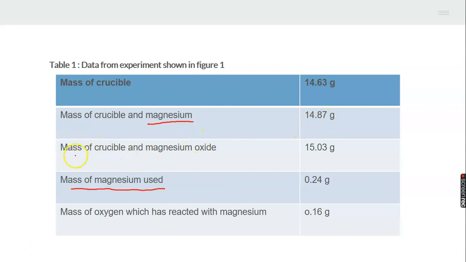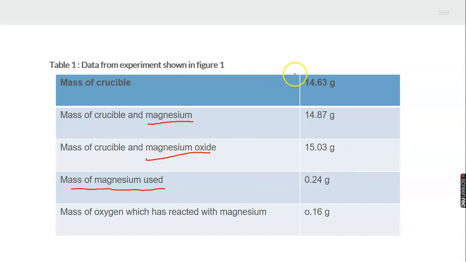14.87 grams. So another thing is the mass of crucible and mass of magnesium oxide. After burning the magnesium ribbon, your final product will be magnesium oxide, the white powder. So you can always weigh this in the lab. You weigh this, and plus this one you've known earlier. So both of them will give you this. So how can you now get the weight of this one?